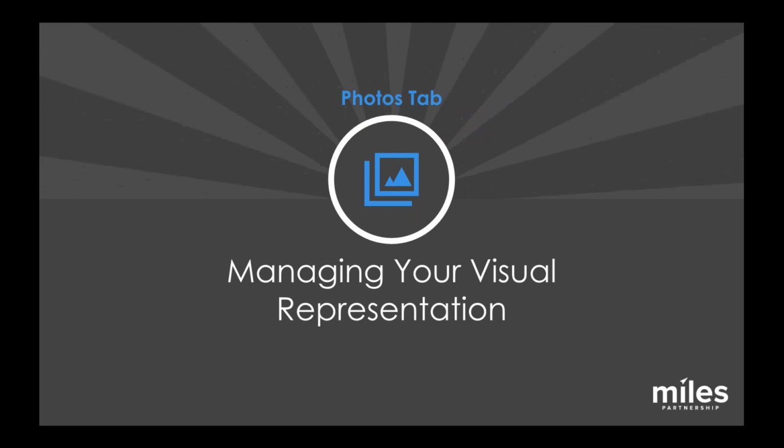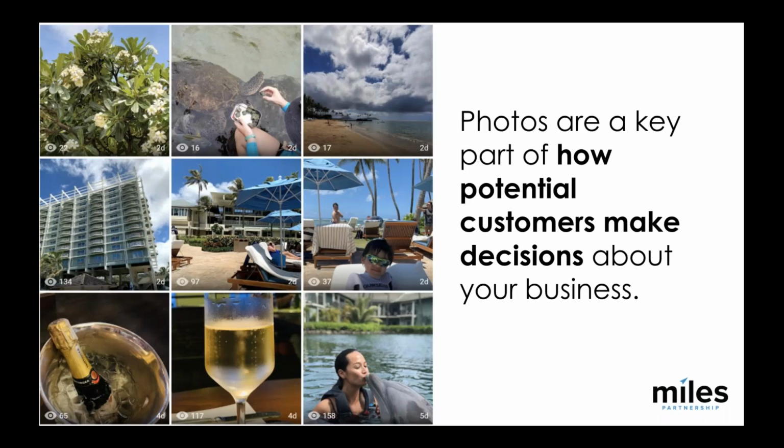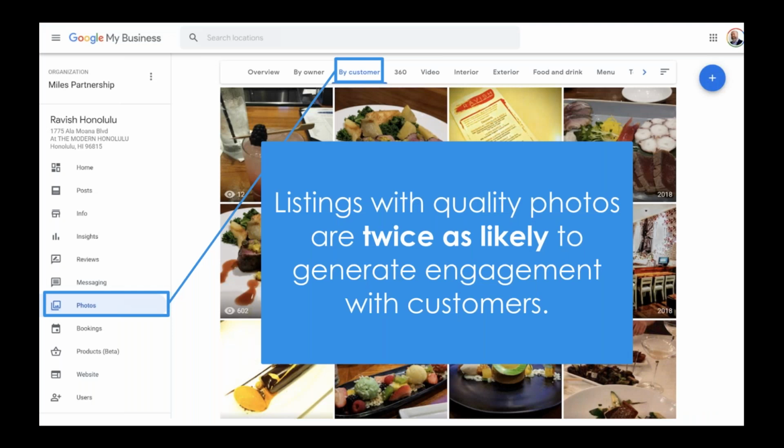So now we're going to talk about managing your visual representation. Photos are a key part of how potential customers make decisions about your business. Listings with quality photos are twice as likely to generate engagement with customers. I know for me, beyond looking at ratings and reviews, I'm really interested in looking at the photos, because I not only want to hear what people are saying about a business before visiting it, but I also want to get an idea of what to expect. I want to see what people are posting, and what the owner has posted and is highlighting. I'm taking all of that information and building up my idea of what that business is going to entail, and what my visit to that location is going to look like.